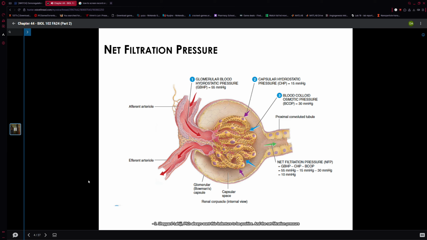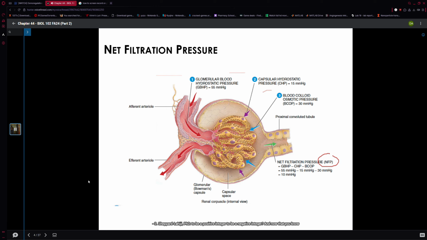The net filtration pressure is one of the main controllable factors of the glomerular filtration rate, and all of that means is the amount of filtrate that the kidney can form in a certain amount of time, specifically within one minute. So within this illustration, you want to know, what are these three things doing in this process? Which ones are favoring, which ones are opposing? How do you calculate net filtration pressure? What does it mean to be a positive integer, a negative integer?